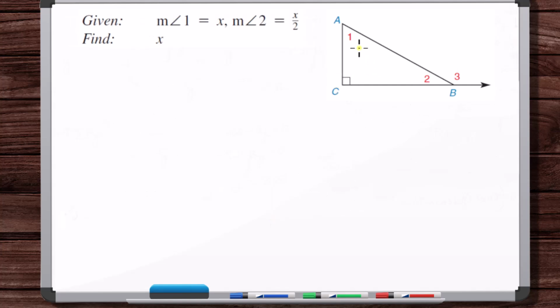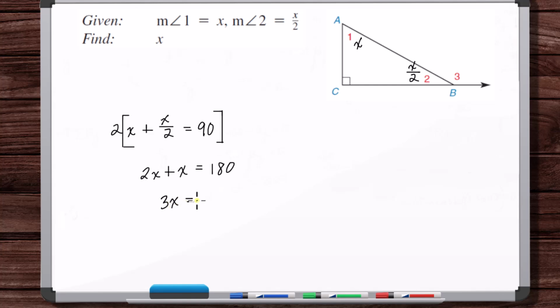Okay, measure of angle 1 is equal to x. Measure of angle 2 is equal to x divided by 2. Find x. Well, just x plus x divided by 2 is going to be equal to 90. These two angles are complementary. So multiply this entire equation by 2. You've got 2x plus x is equal to 180. So 3x is equal to 180.